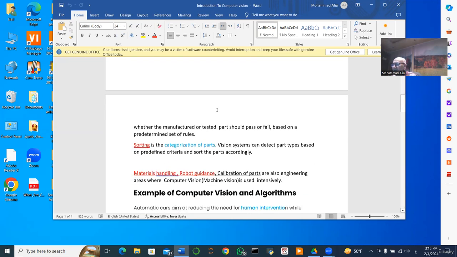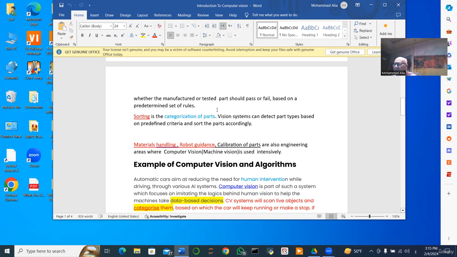Okay, so the other area of applications, as I mentioned, is sorting. Here we classify the particles inside the image and categorize them into different shapes or different objects. Also, of course, there are many other application areas, but it is not the place or time to discuss them in detail.